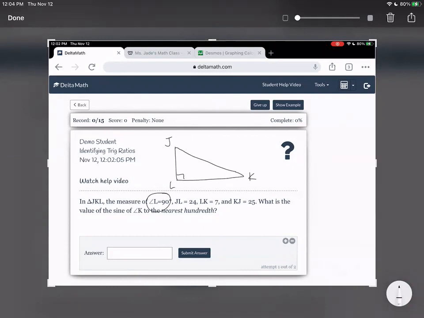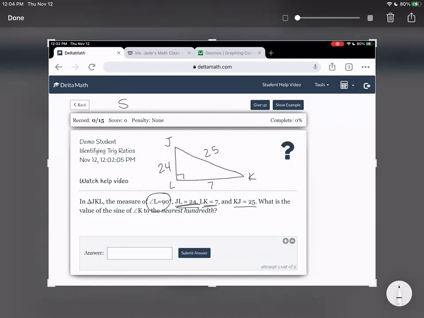And then JL is 24, it says. So JL is 24, I'm labeling that. LK is 7, not drawn to scale, but that's fine. And KJ is 25. So I've labeled our right triangle. What is the value of sine of K to the nearest hundredth?